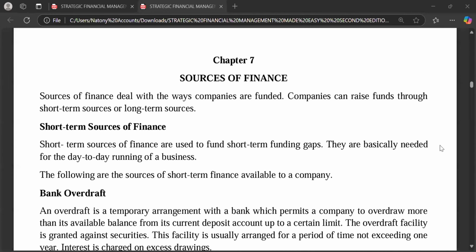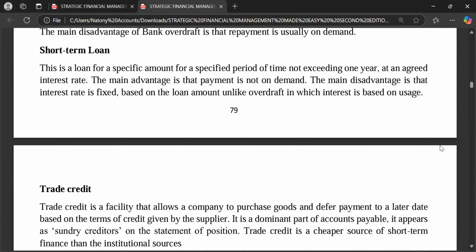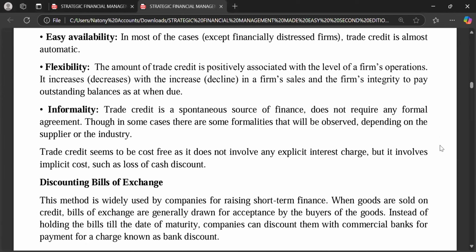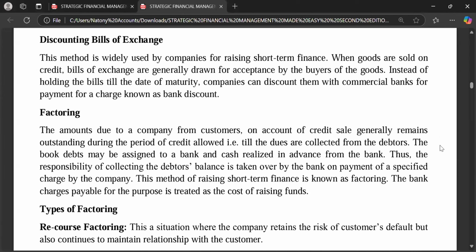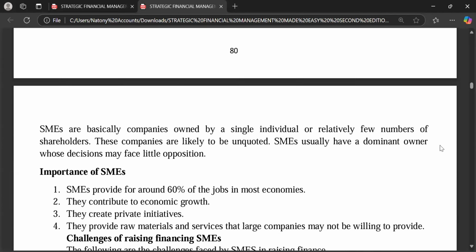So this is sources of finance. I also did a video on that, but I'll just do a revision here. It has to do with how companies fund their projects, both in the short or long term. Basically, there are short-term sources of finance, like bank overdrafts, short-term loans, trade credits, bill discounting, factoring, and all of that. Those are short-term sources of finance.